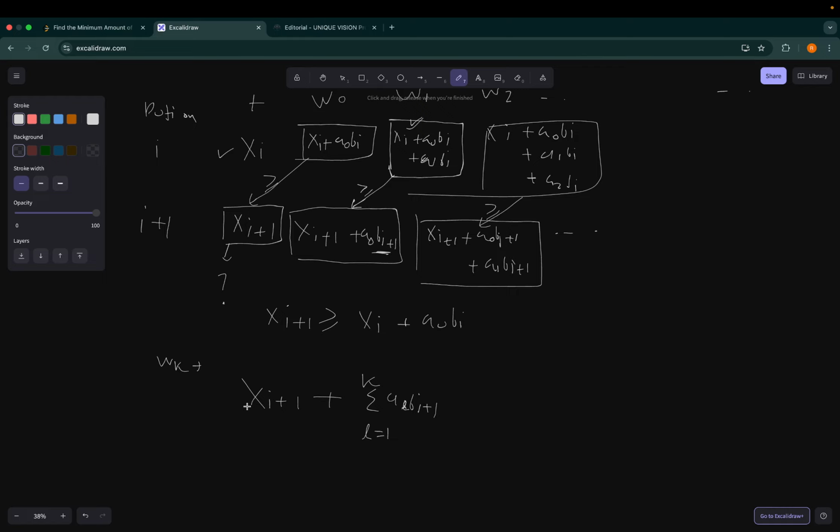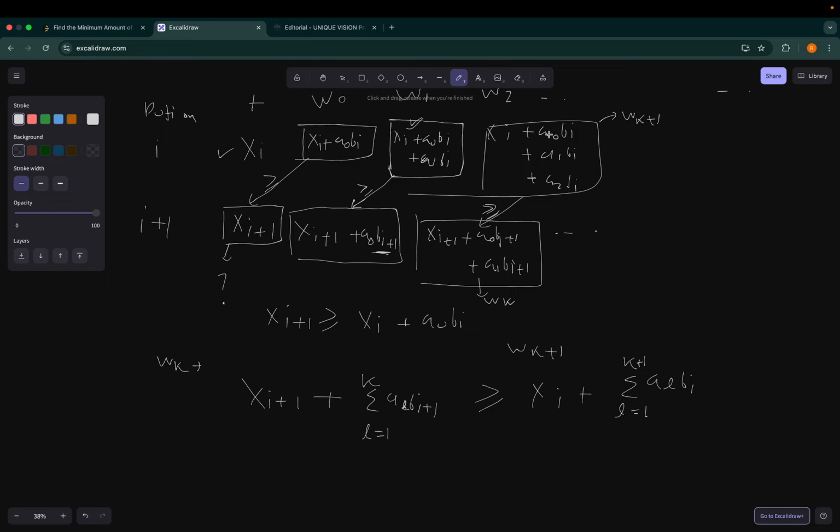So this is the time at which wizard k would be free with the I plus 1th potion. So this should be greater than or equal to xi plus the previous array, sigma ALBI, L equals 1 till K plus 1, right? Because we are exploiting this diagonal relationship. So if this is wizard K, then this is wizard K plus 1, right?